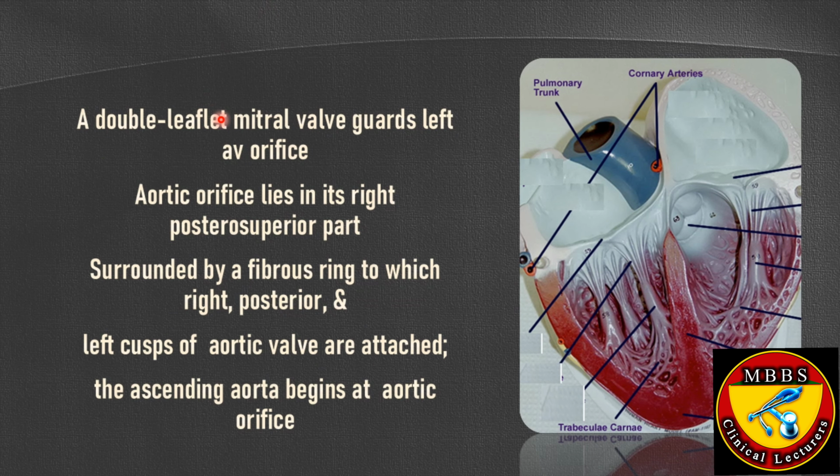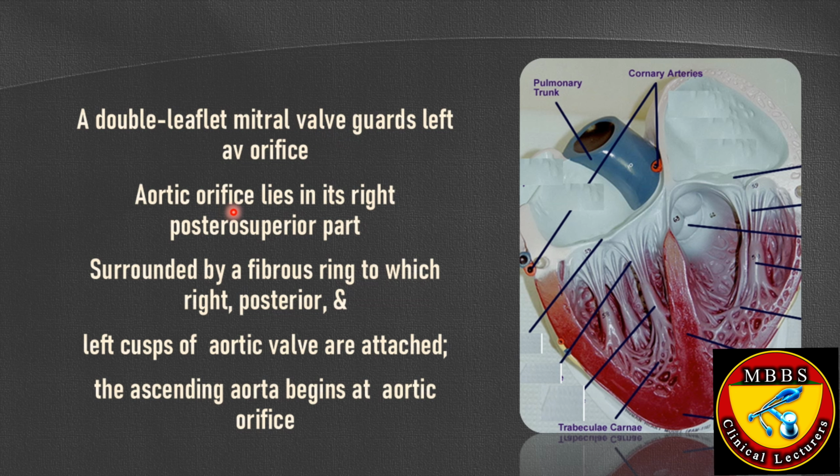Now, the double leaflet mitral valve guards the left AV orifice. As we already know, it has two leaflets. This is the only valve which has two leaflets. The rest of them are tricuspid. They have three leaflets, like 1, 2, 3, 1, 2, 3. So the double leaflet mitral valve guards the left AV orifice, the AV opening between the atria and ventricle on the left side.